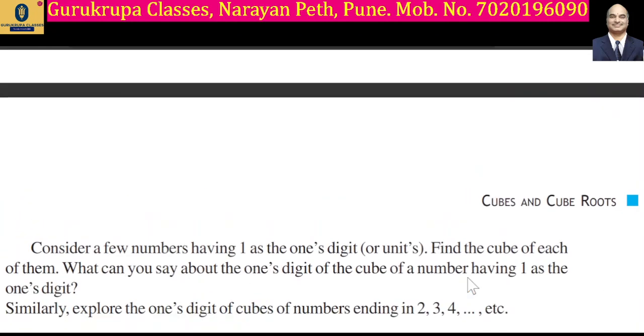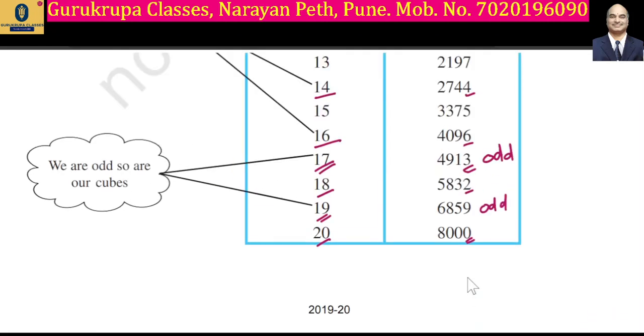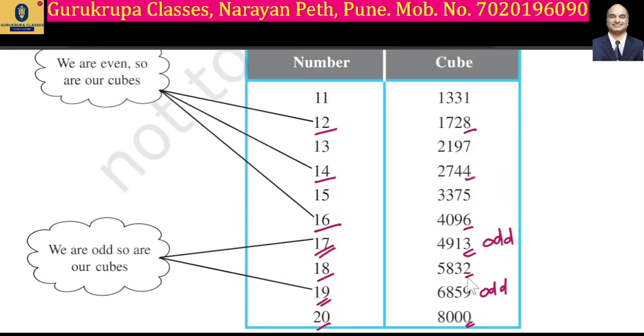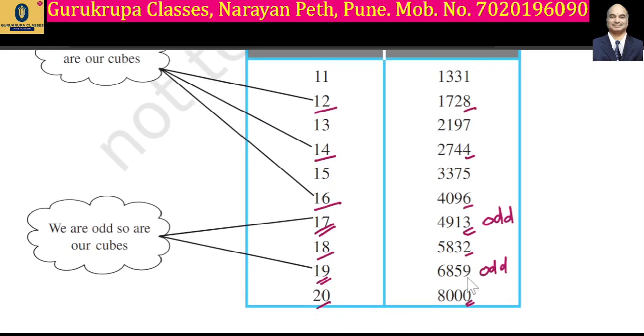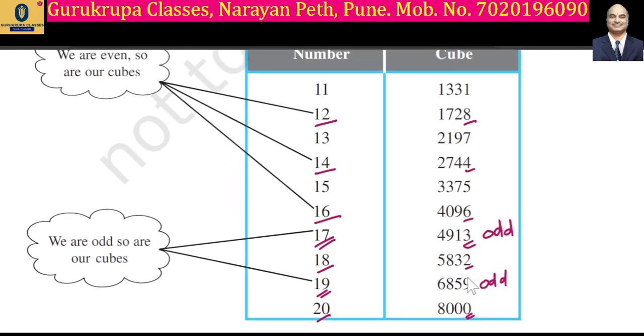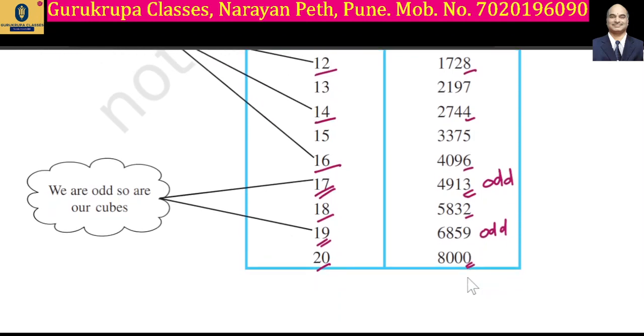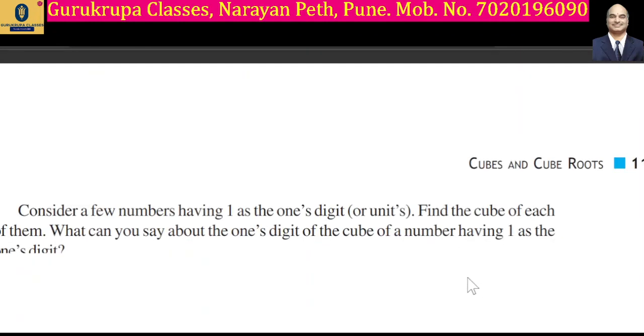So how can we get that? We can get this by observing the unit digit, the digit in the unit place. If you observe the digit in the unit place is 8, 4, 6, 2, then we get even numbers, and those numbers whose cube is even are also even.